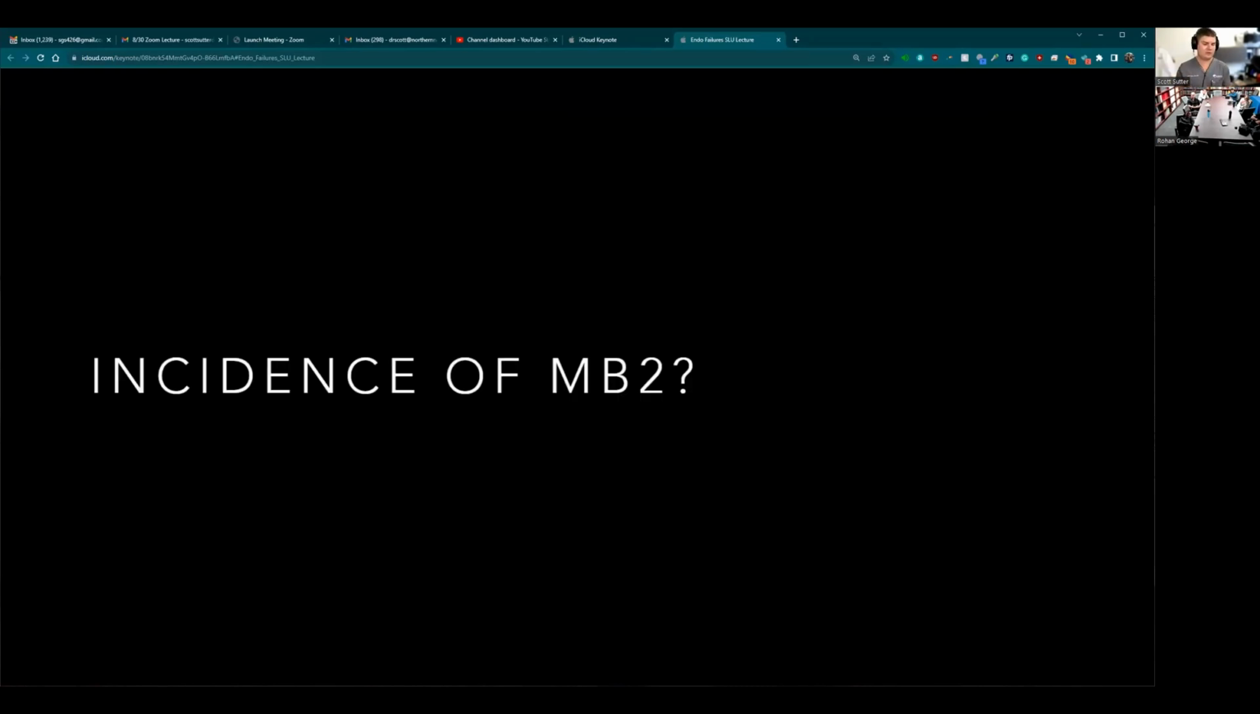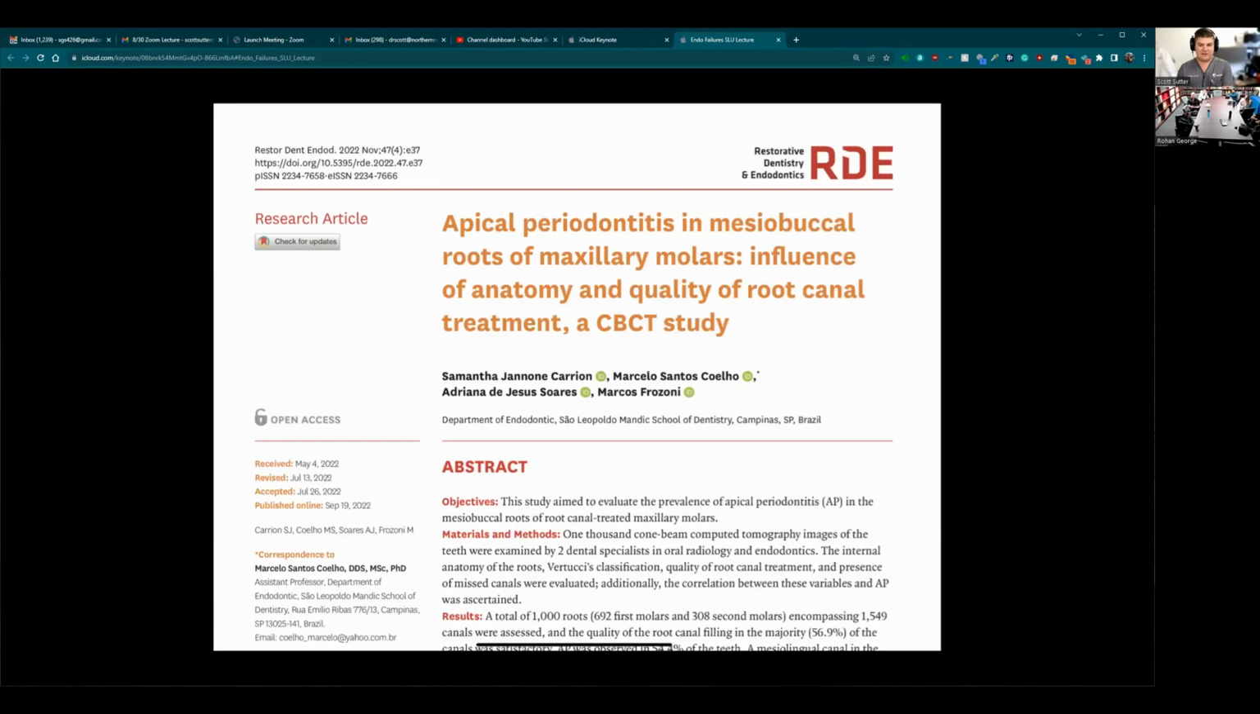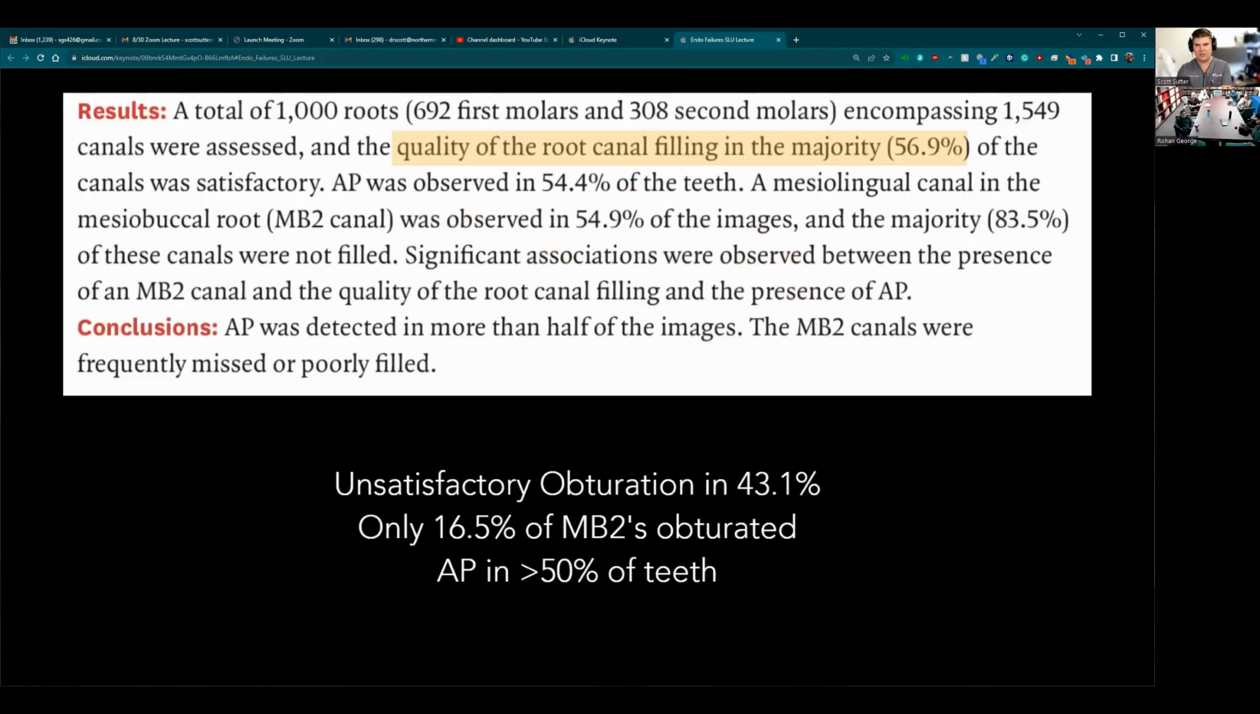So what do you guys think the incidence of MB2 is? You've done this lit, haven't you? Second years? Throw it out. 90? Yeah. 90? Perfect. Okay, so yeah, I think it's up around there. This is where the literature is kind of tough because most of them are done using cone beams or studies like that. And so this was a more recent one from about a year ago. And their result was pretty good numbers. They had 1,000 roots, which is great, about 2/3, 1/3 first molar, second molar.